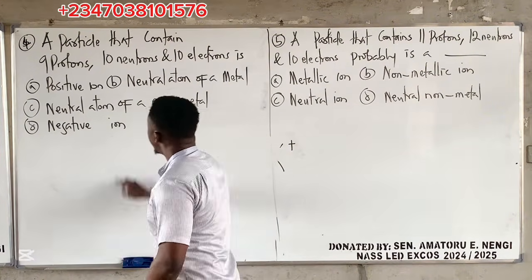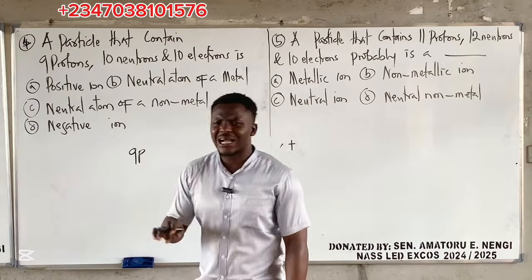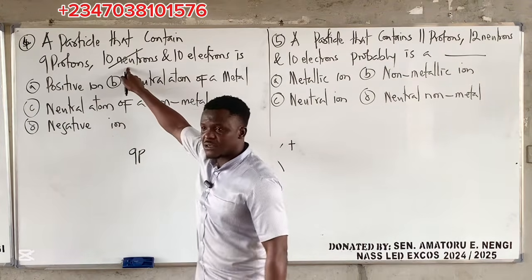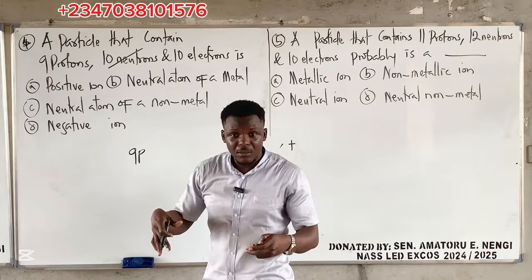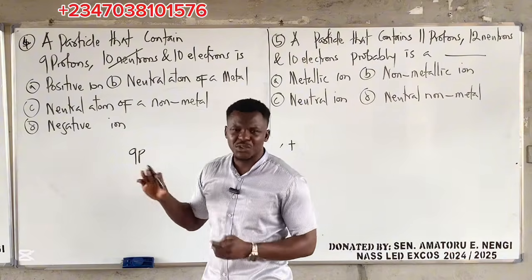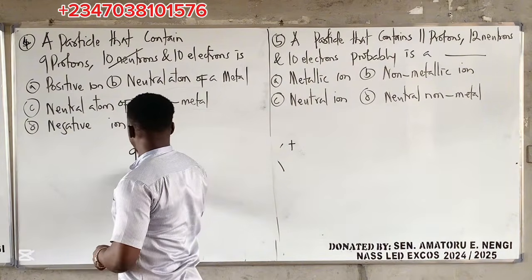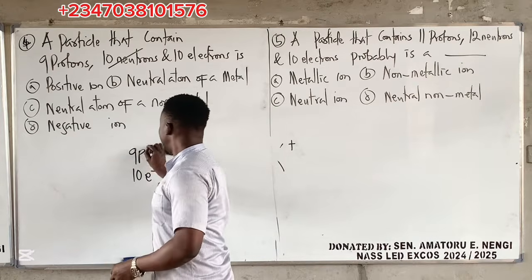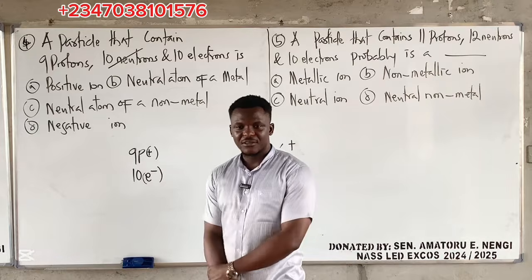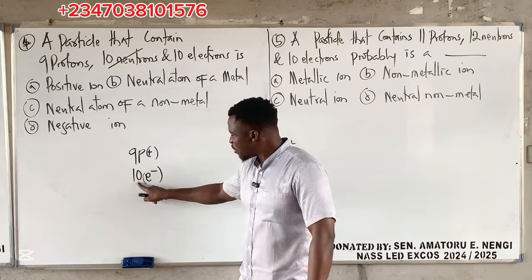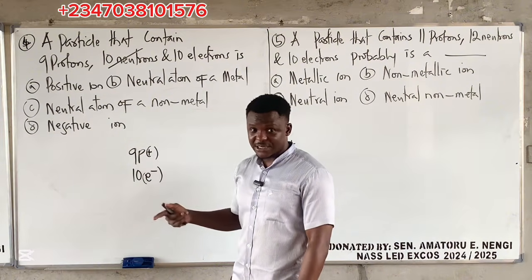They said, a particle that contains 9 protons. Class, whenever you're talking about charge, I have no business with neutrons. Neutron comes in when I'm talking about the mass of the atom, right? But if I'm talking about charge, I have no business with neutrons. Protons is 9, electron is 10. Class, will this be positively charged or negatively charged? Negatively charged, because electron is greater than proton, right? Do you understand?